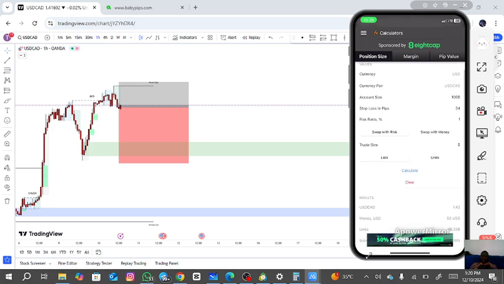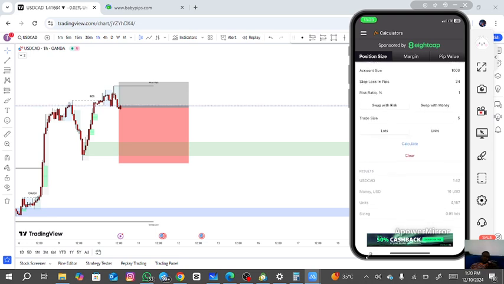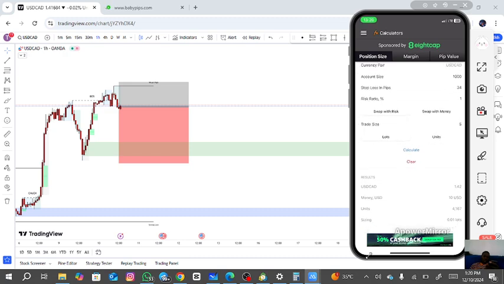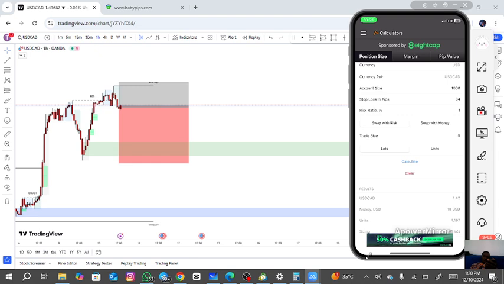1%, right? 1% you're willing to risk. So right now you can click on calculate down here. I'm just going to click on calculate. Once I click on calculate, you get your result right here. As you can see, the sizing right down here is 0.01. That's the lot size you are going to use.